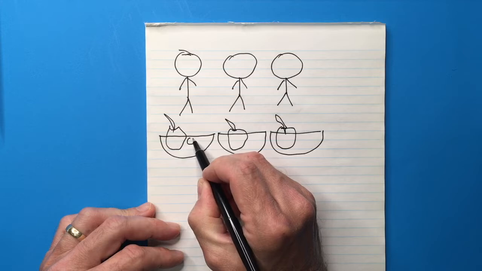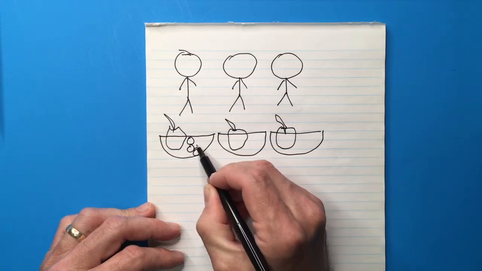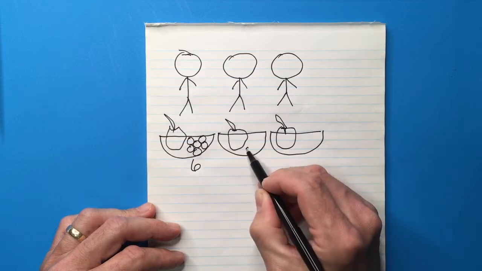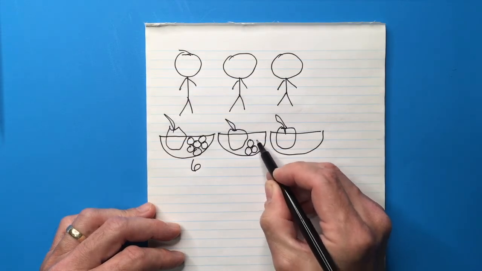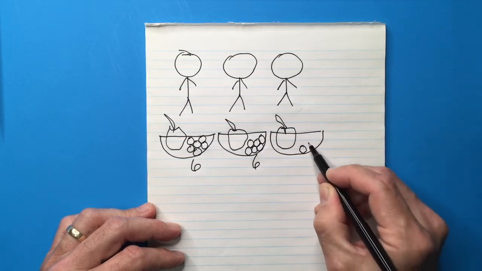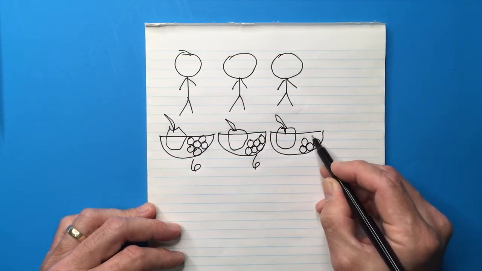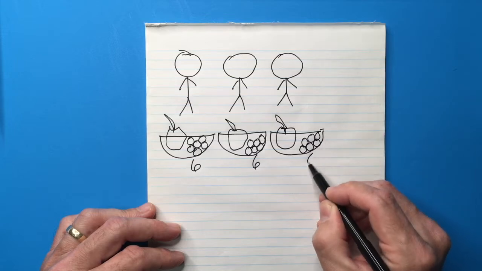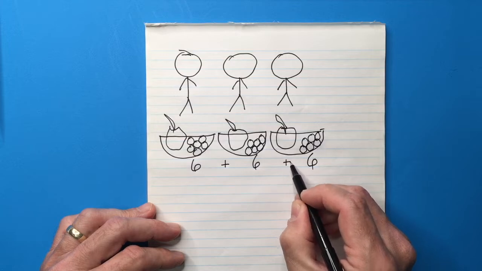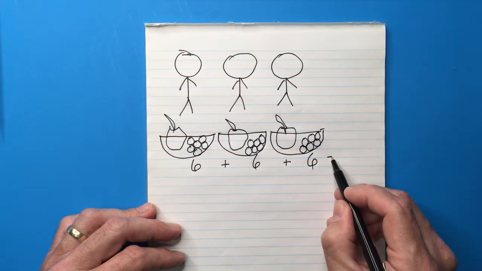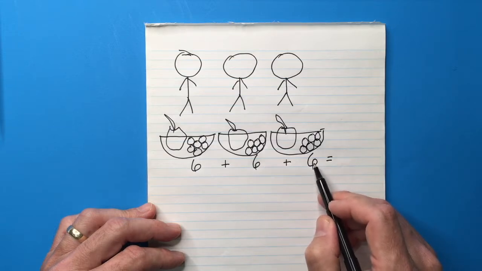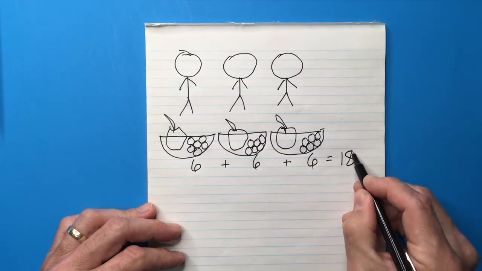So I might go like this: 1, 2, 3, 4, 5, 6. So that person has 6. Again, 1, 2, 3, 4, 5, 6. That person has 6 grapes. And again, 1, 2, 3, 4, 5, 6. That person has 6 grapes. One way you could figure this out is using repeated addition, just like with the nickels and the cards. 6 plus 6 plus 6 is 18.